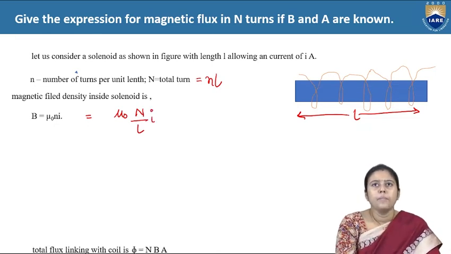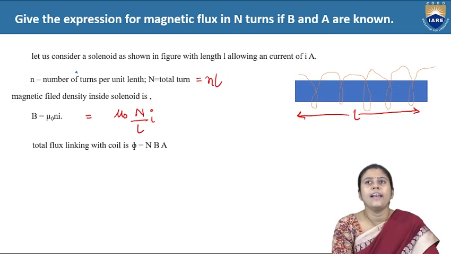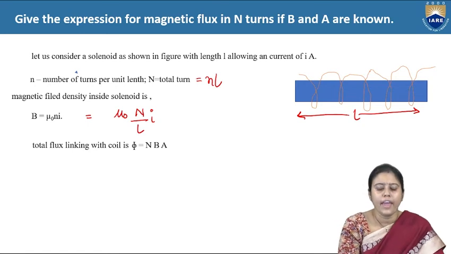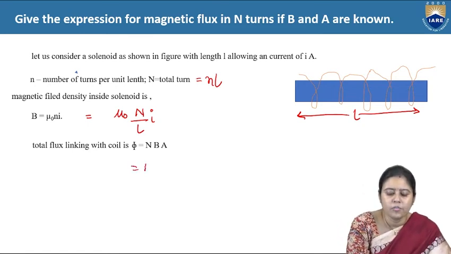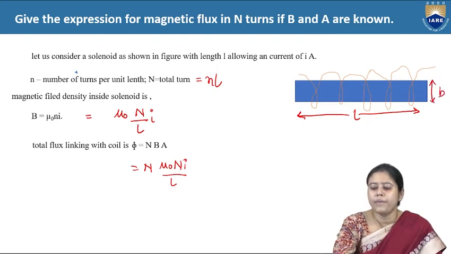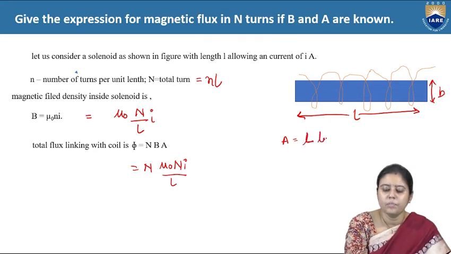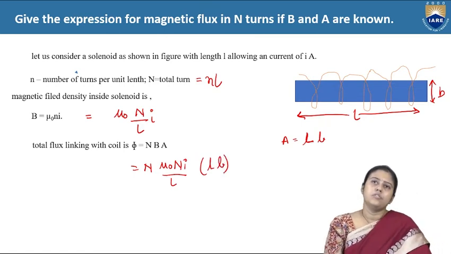So if B and A are known, phi is equal to N B A, where N we know, B is equal to mu naught N I by L, and if the length is L and the width is b, the cross-sectional area is L into b.